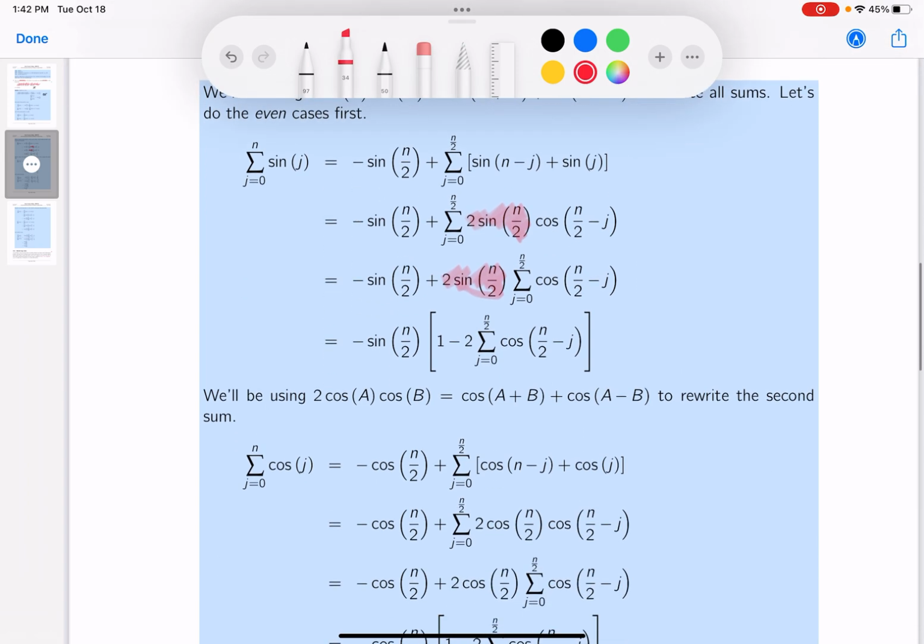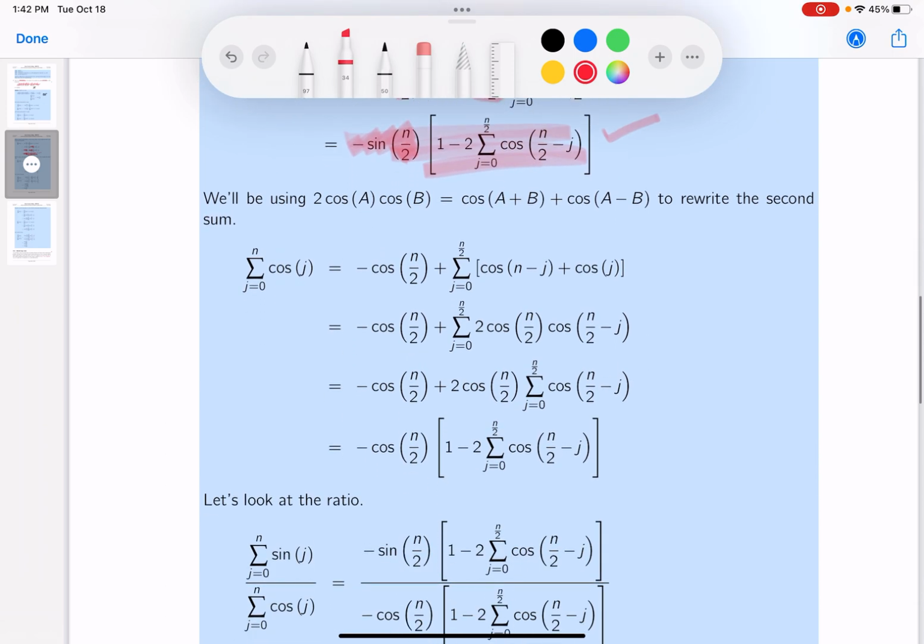Next thing I do is I notice that those two terms have something in common. I'm going to say minus sine n over 2. What would you be left with? 1 minus 2 times the sum of cosine n minus 2 over j. So I'm comfortable with this. This is good. All right?